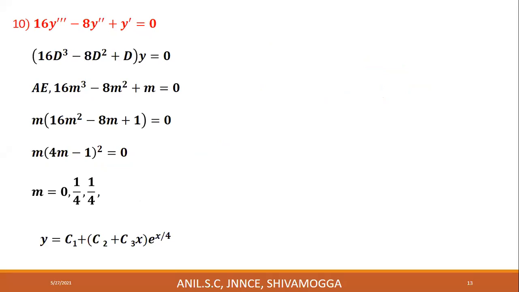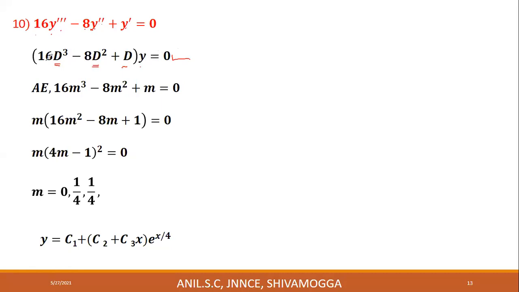Solve 16y''' minus 8y'' plus y' is equal to 0. So it's a very simple problem. 16 into y''' is D cube, minus 8 into y'' is D square, and y' is D of y, is equal to 0.